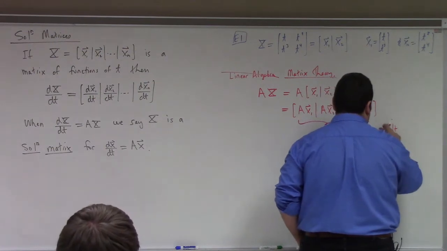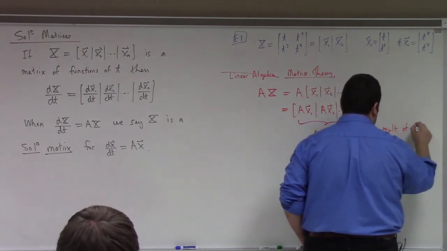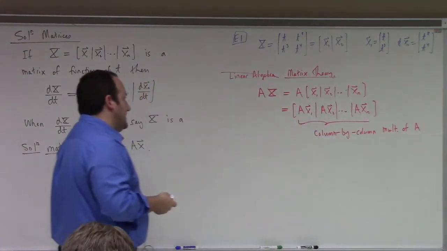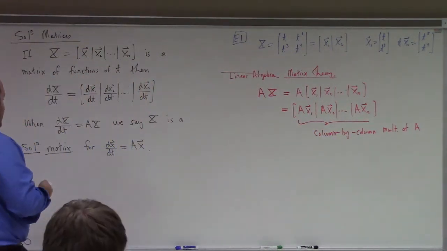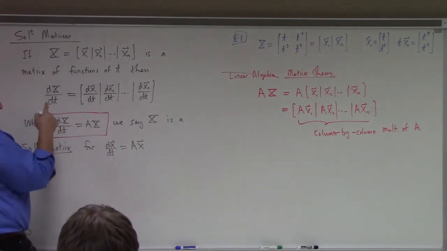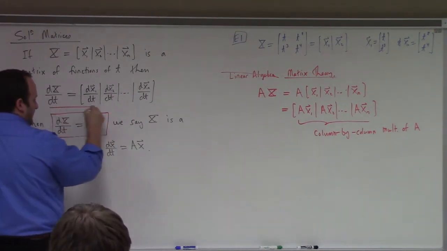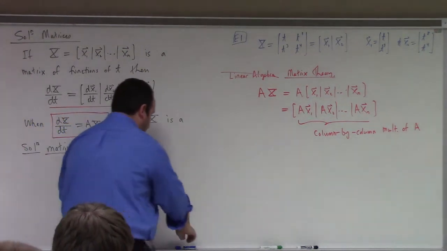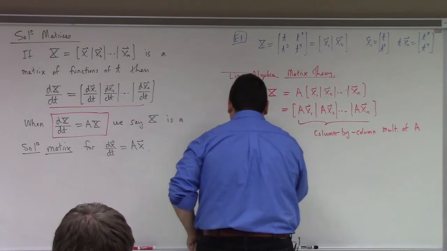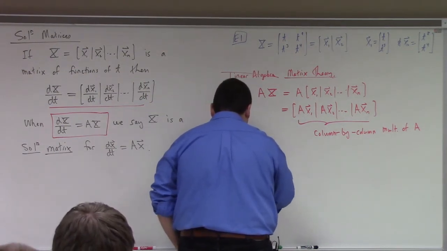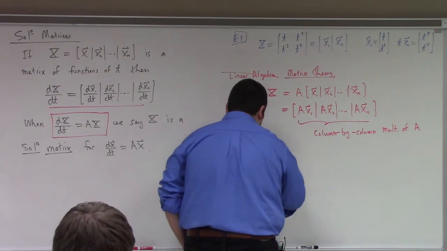So the column by column multiplication of A, right, on X. So put that together with this right here. What do you got? So if you look at this paired with that and that, what do we have all together? Let me put it all together. We have dX/dt equals AX is true if and only if what?